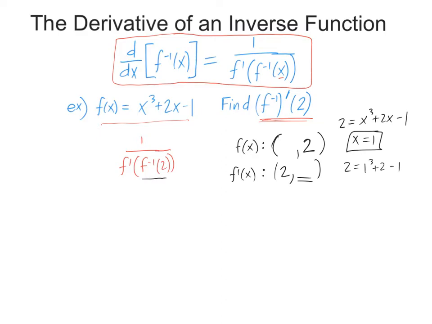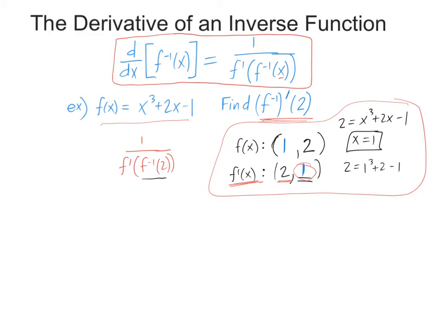So what I've discovered is that in my original function, (1, 2) is on that graph. (1, 2) is a point on f of x, which means the inverse must go through the point (2, 1), because that's what inverse means, flip-flop x and y. So that whole little side process right there is used to figure out what is f inverse of 2. F inverse of 2 equals 1 because (1, 2) is on the original graph.